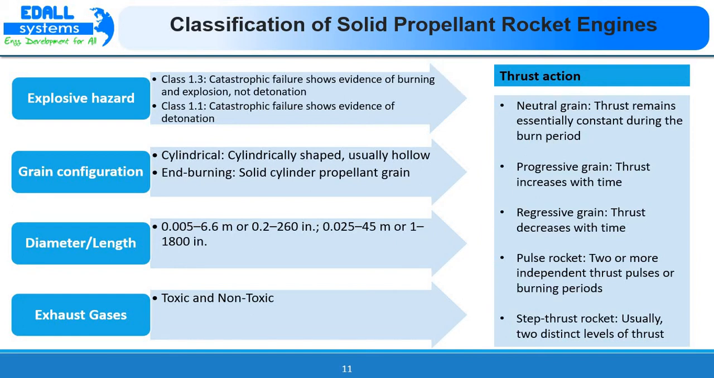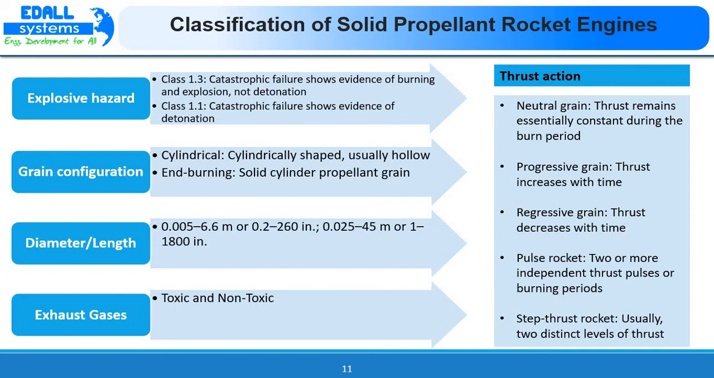Based on the grain configuration, we can classify it as cylindrical or end burning. The cylindrical shaped grain is usually hollow, having a cavity or a slot in between, and the end burning is a solid cylinder propellant grain. It is a complete grain. There is no perforation given. Then based on the diameter and length, solid propellant rocket engines can be classified with a diameter of around 0.005 meter to 6.6 meter or 0.025 meter to 45 meter.